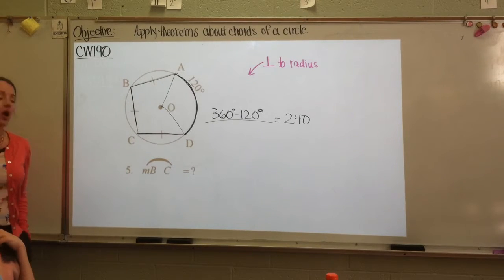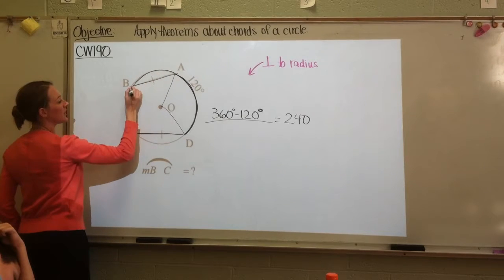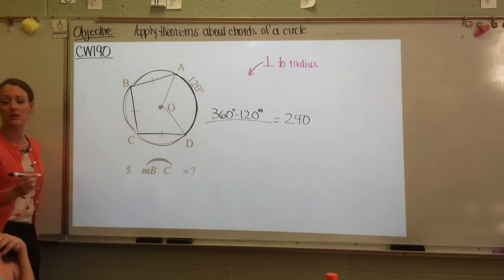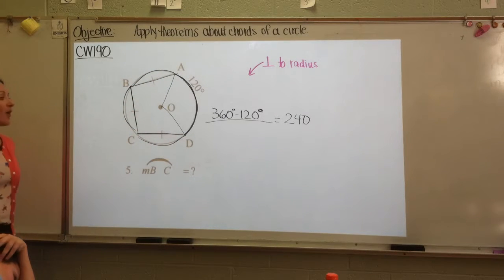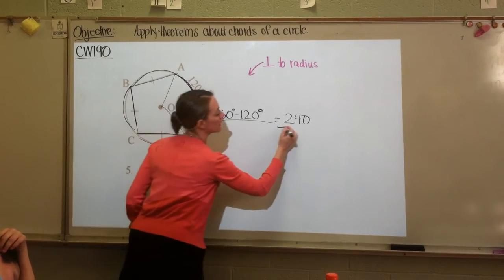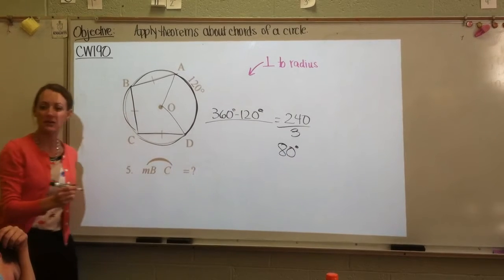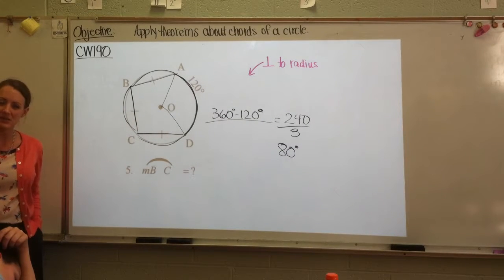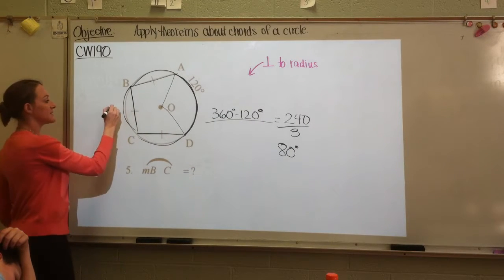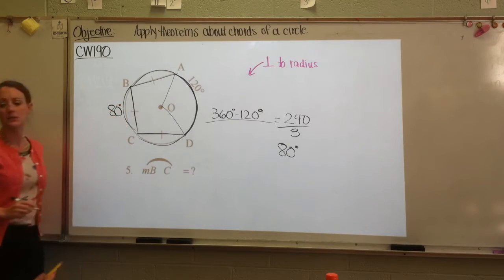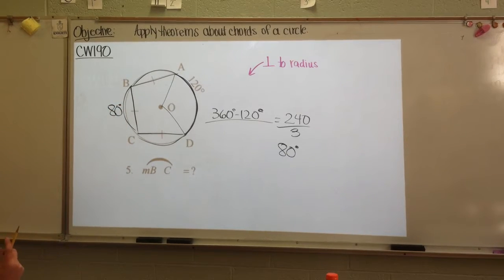Right, but what do I know? What do I know about this arc, and this arc? They're congruent. So I can just take my 240 and divide it by 3 and get 80 degrees. Does that make sense? Yes. Lucy, does that make sense? Yeah. Okay, so the measure of BC is 80 degrees. Are we okay there? Yes.